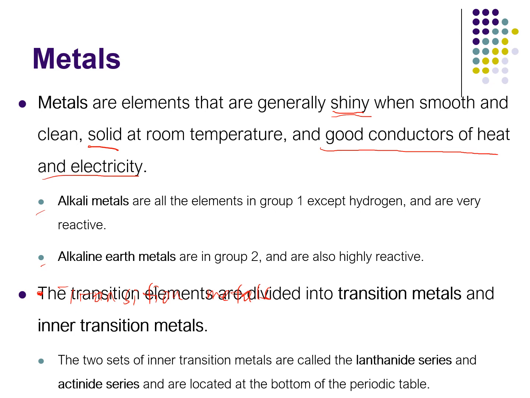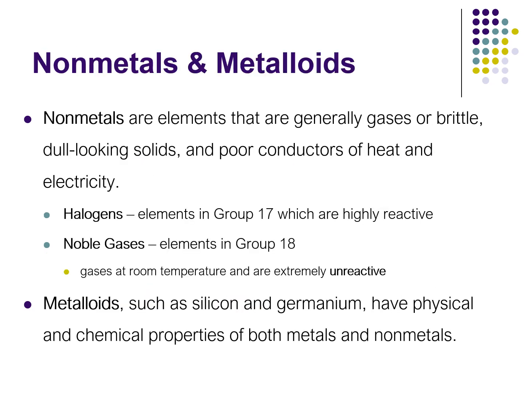The transition elements are divided into transition metals and inner transition metals. The two sets of inner transition metals are called the lanthanide series and the actinide series, and are located at the bottom of the periodic table.